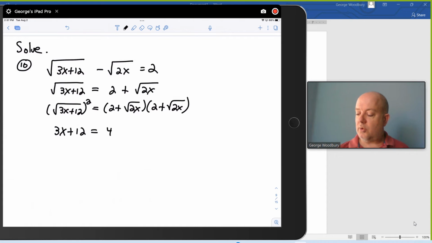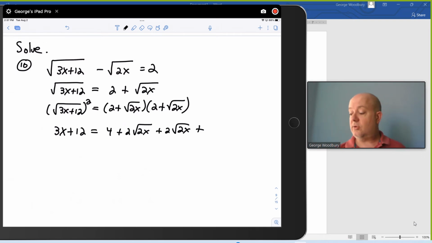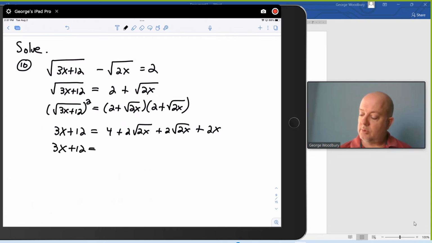2 times 2 is 4, plus 2 root 2x. Distribute the square root of 2x through. That gives us another 2 root 2x. And then finally, square root of 2x times square root of 2x is 2x. Clean this up like last time. 3x plus 12 equals 2x plus 4 root 2x.